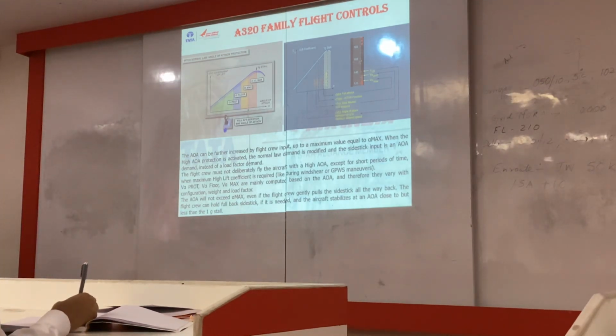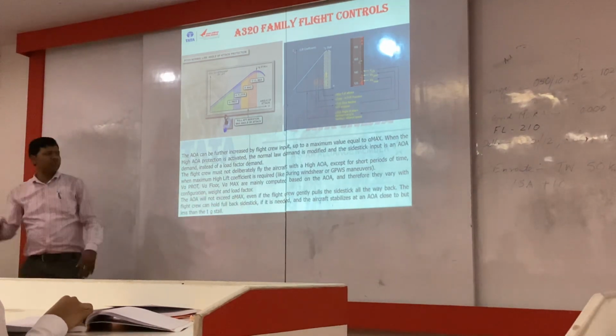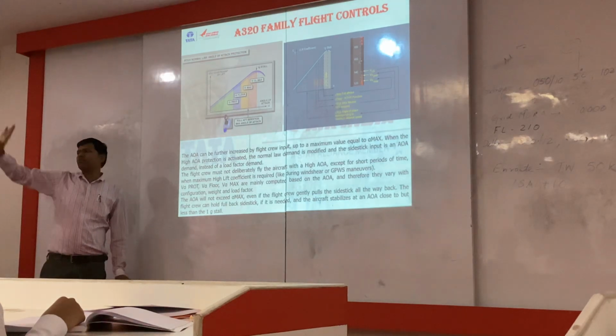The aircraft is in normal law. So at any point of time, your speed is not going to reduce or your angle of attack is not going to increase beyond alpha max, even if the flight crew fully pulls the side stick. So the protection will restrict you to alpha max.